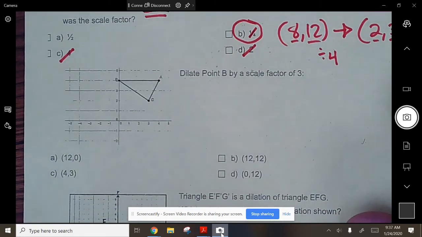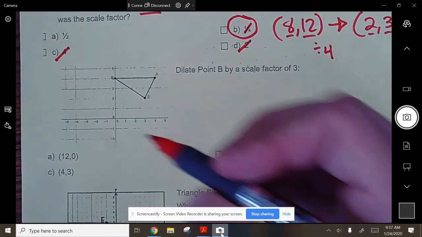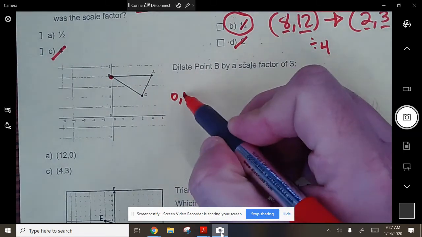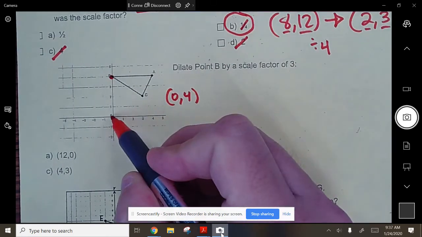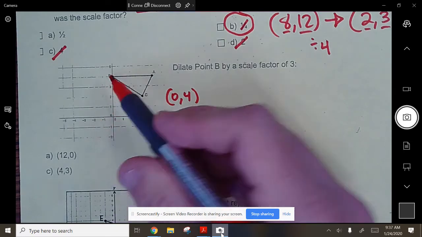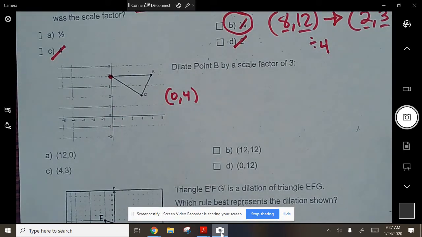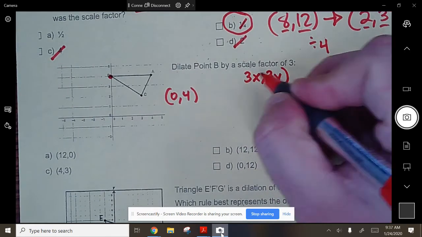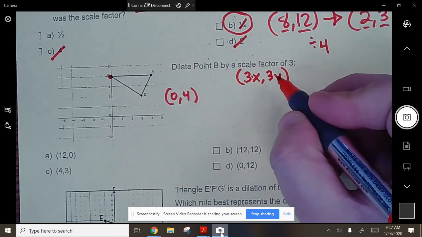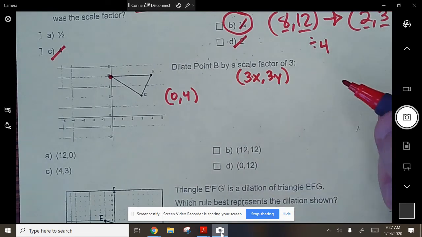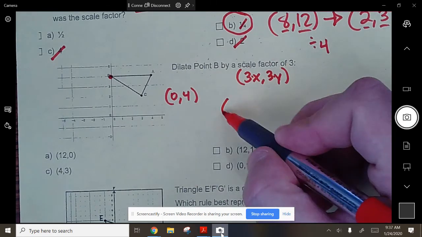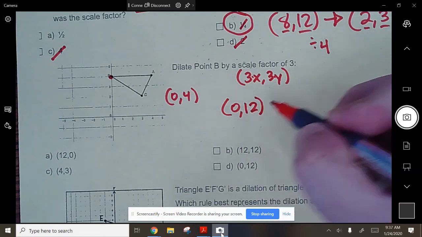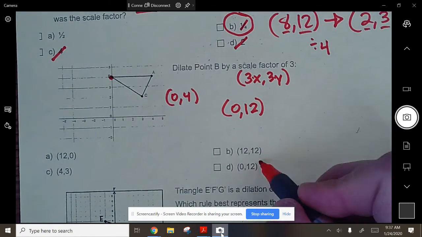All right, look at the next one. Dilate point B by a scale factor of 3. Where's B? 0, 4. And remember how to plot coordinates. You don't go left or right. You stay at 0 and then you go up 4. And it says do it by a scale factor of 3, which basically, if you wrote the rule out, this is what the rule would look like. 3 times x, 3 times y, okay? What's 3 times 0? 0. What's 3 times 4? 12, okay? So 0, 12.